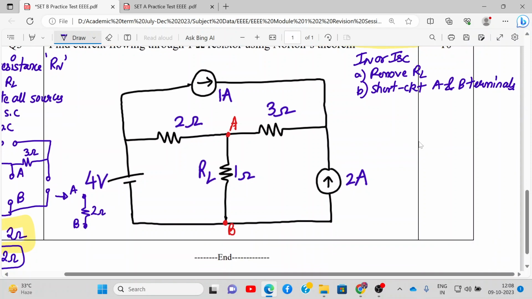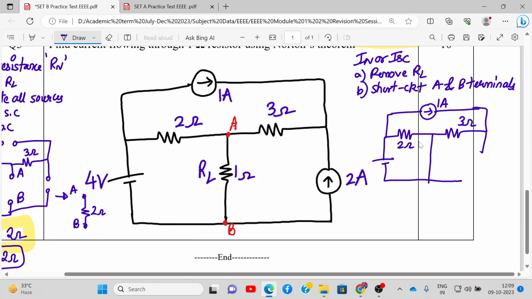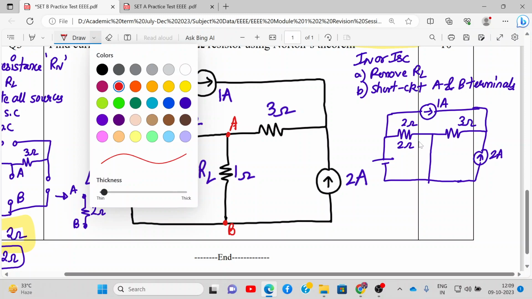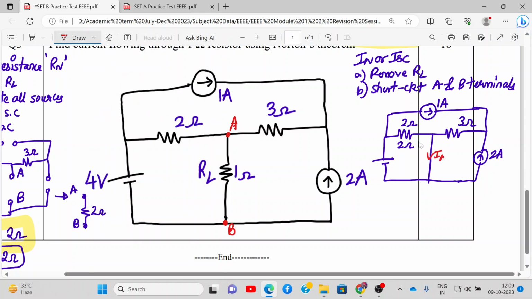Okay, so let me redraw the circuit again over here and show it to you. This is my current source of 1 ampere. Then I have 2 ohm resistance over here, 3 ohm resistance over here, and we short circuit this. Here we have a voltage source and here we have a current source. This is 2 ampere. This is my short circuit current IN, which we need to find out. This is 2 ohm. Let me mark the short circuit current as IN flowing down. And this voltage is 4 volt.